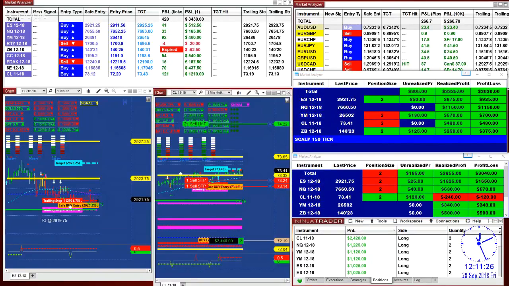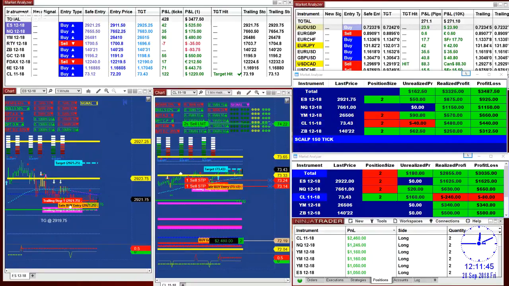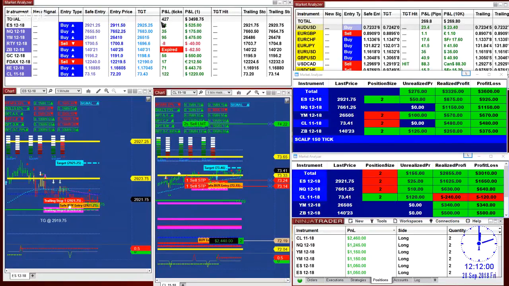Okay, well, they are holding. I think we are done for today. It was a beautiful day, very nice, smooth. Everybody made money. Everybody leaving here today happy. Right now, we are on 430 ticks. Based on the last entry signal, 3,486 is right there, based on one contract.